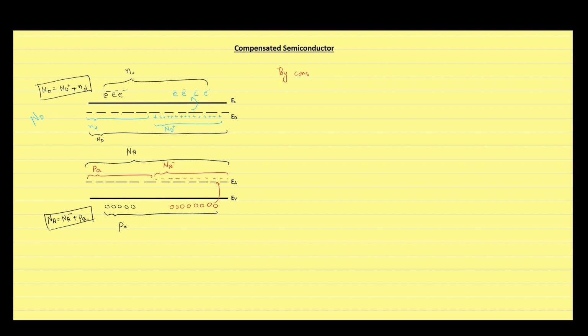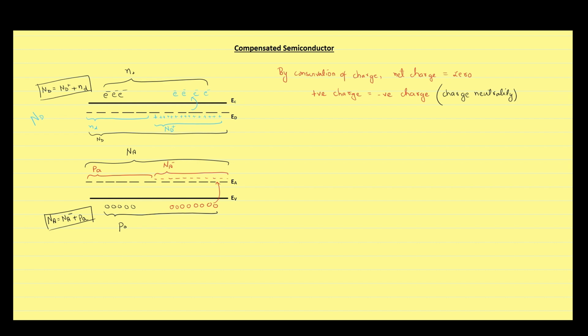By the principle of conservation of charge, we can say the semiconductor will still be neutral, meaning that the total charge on the semiconductor as a whole will be 0. Or in other words, you can also say that positive charge is equal to negative charge. Sometimes this condition is also referred to as charge neutrality.